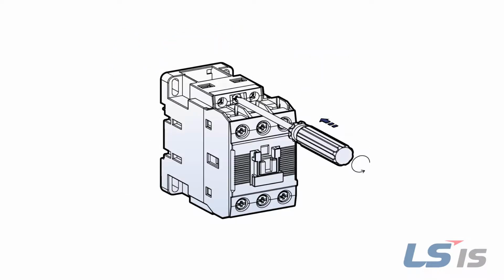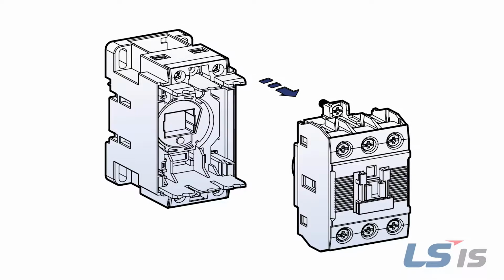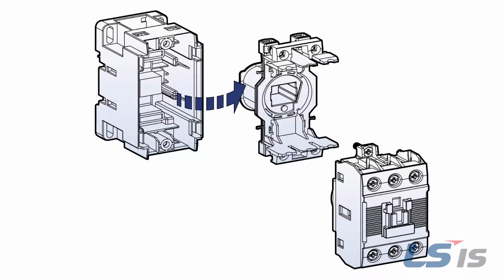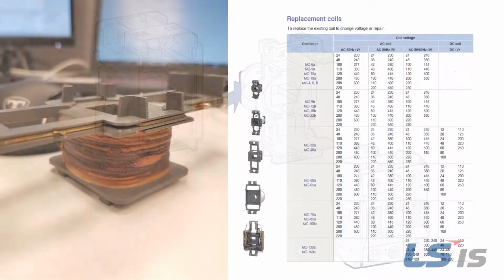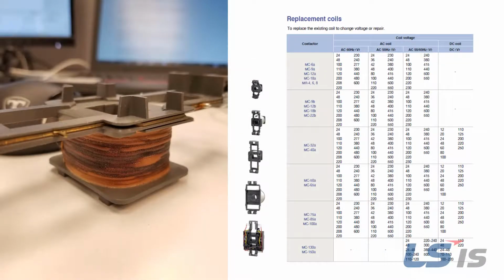In this video, we're going to show you the proper disassembly and reassembly methods for the LSIS MC and MR contactors in order to change the coil. If there's a situation where a coil is damaged and needs to be replaced, or simply a different coil voltage is needed for an MC or MR contactor, follow these instructions.